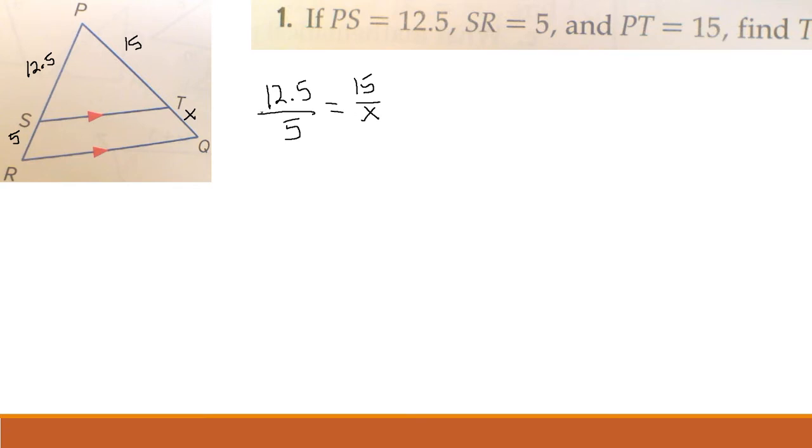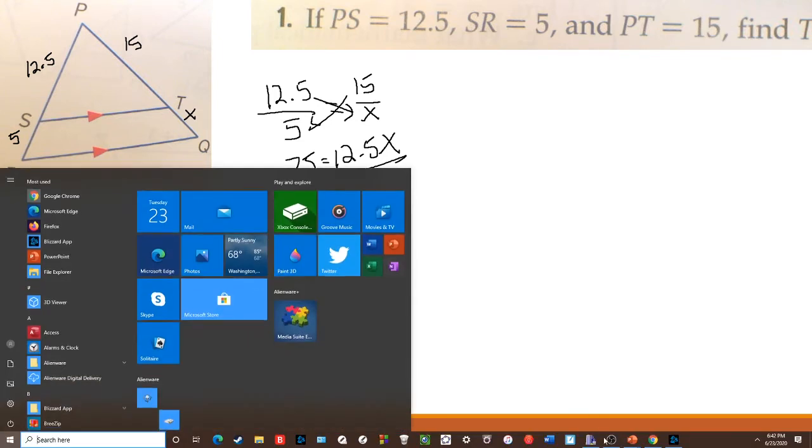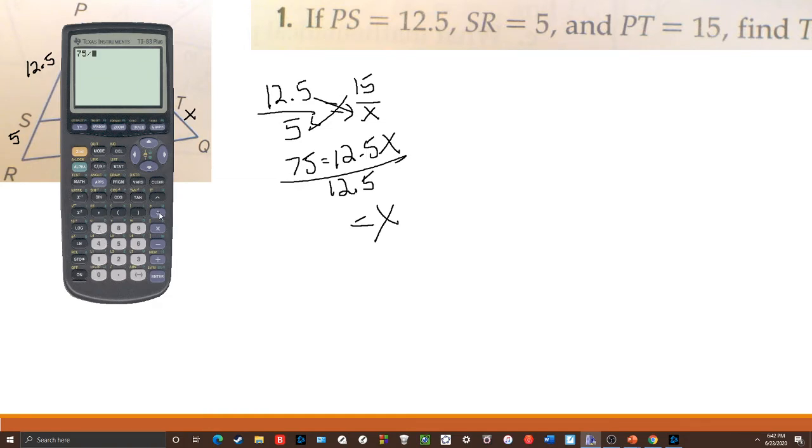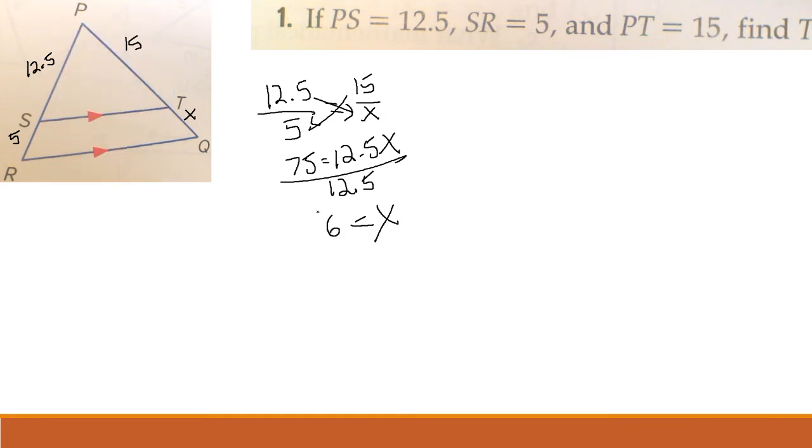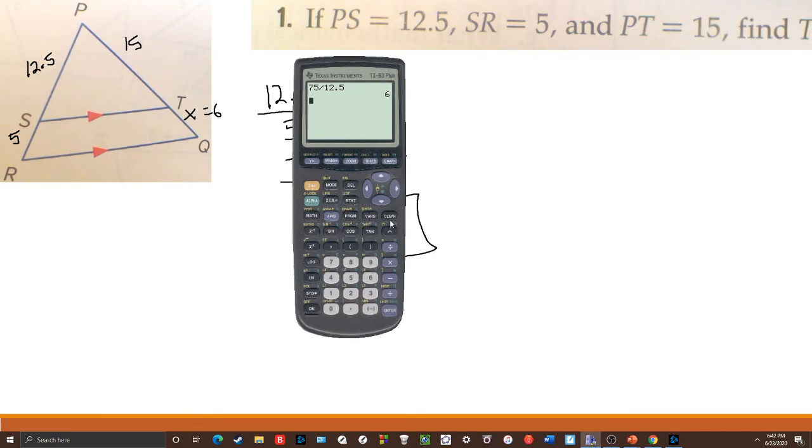So again, that's what this fraction bar here means, that going from 12.5 to 5 should be the same as going from 15 to x. I just don't know what x is. So I set it up as a ratio, and then I can cross multiply and figure it out. So that would be 75 is equal to 12.5x. Divide by 12.5, and 75 divided by 12.5 gives us 6. So x has to be equal to 6. And again, if you want to check your work, you would ask yourself, okay, 6 times what is 15?